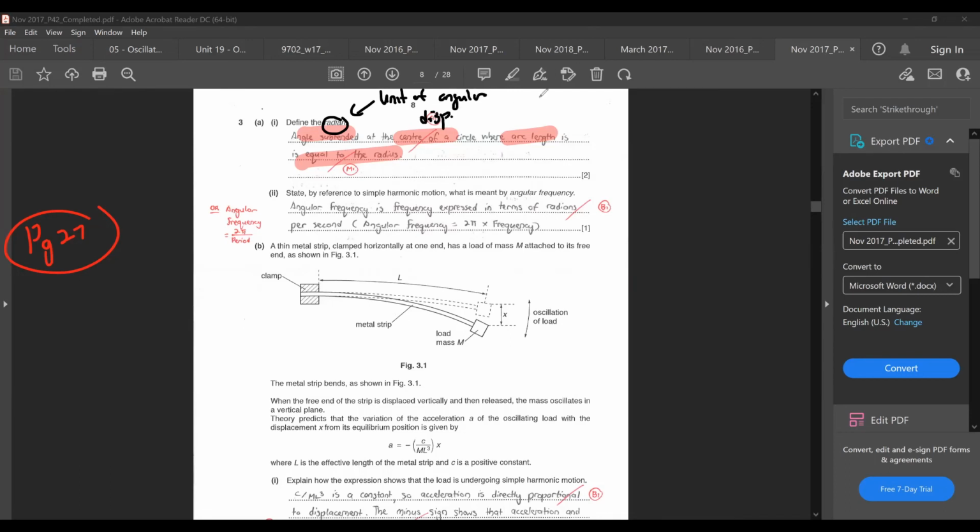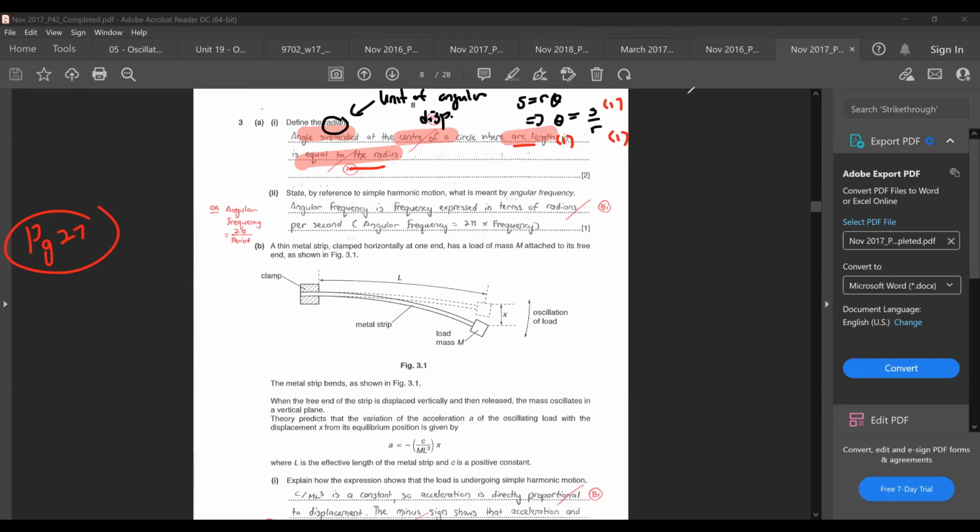Unit of angular displacement, where you say that S is r theta, so theta is S over r. If this one is 1, arc length must be 1, radius must be 1. Ratio must be 1 to 1 now. That's why here we say arc length is equal to the radius. All right. Now, second part.